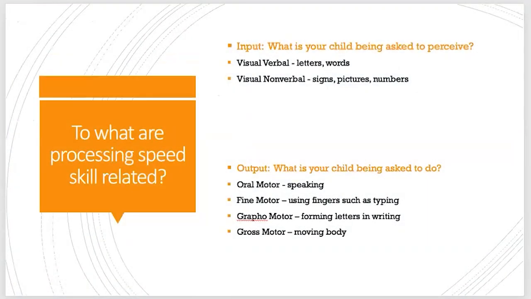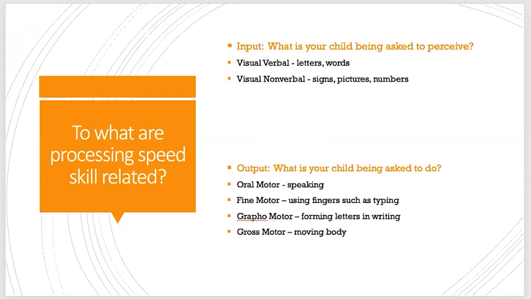When we talk about processing speed skills, I'm always asking educators and parents, well, on what tasks are you talking about? Where are you concerned about processing speed skills? And so I'll often ask parents and educators to talk about what is their child being asked to perceive? So are they looking at a screen like you are now, where there are letters, which is verbal input, or where there are pictures, and that's nonverbal input? So first of all, knowing what is it that the child is seeing. Is it visual verbal? Is it visual nonverbal?